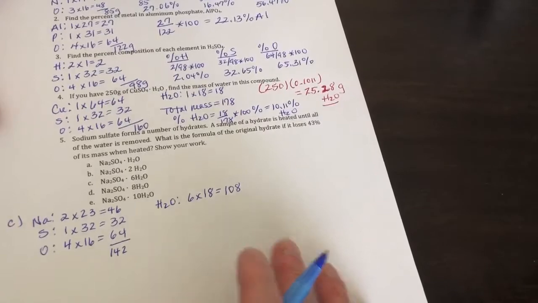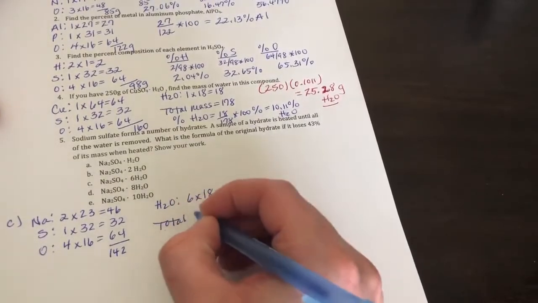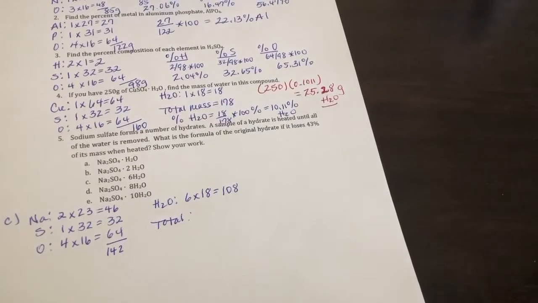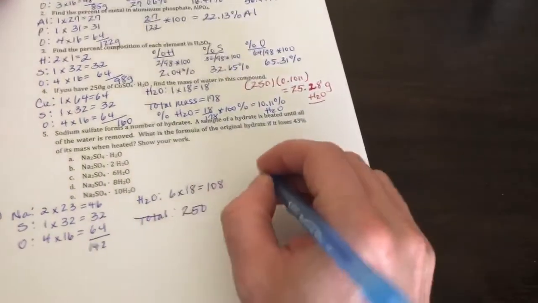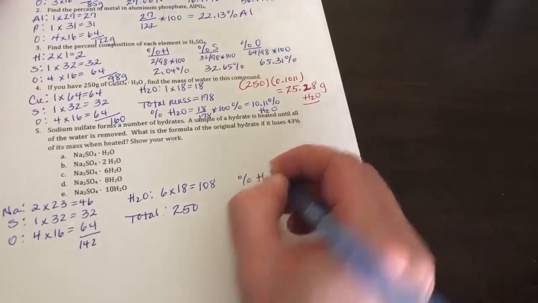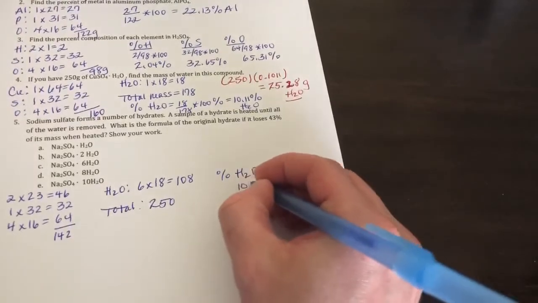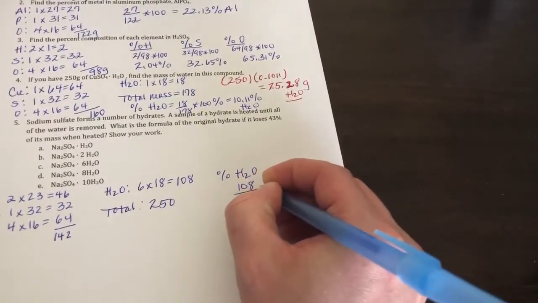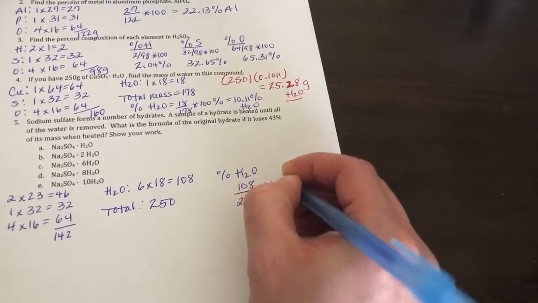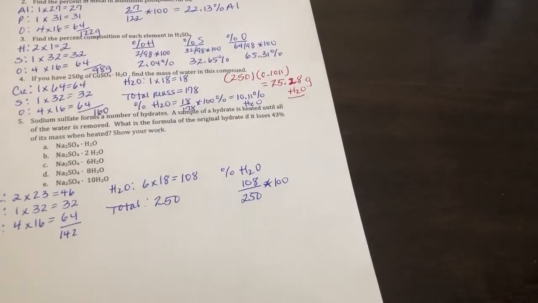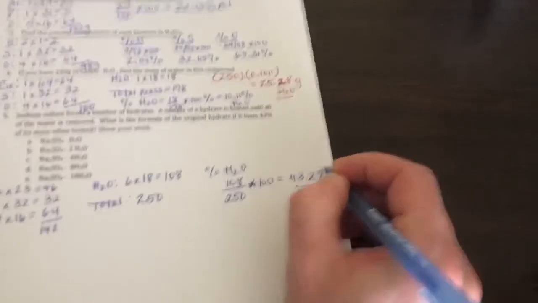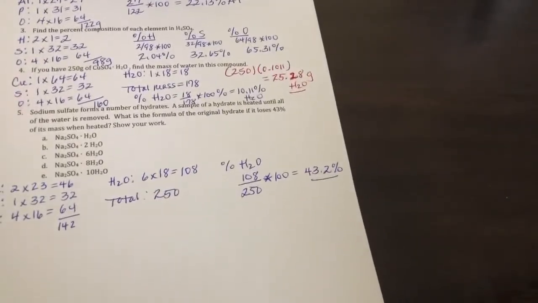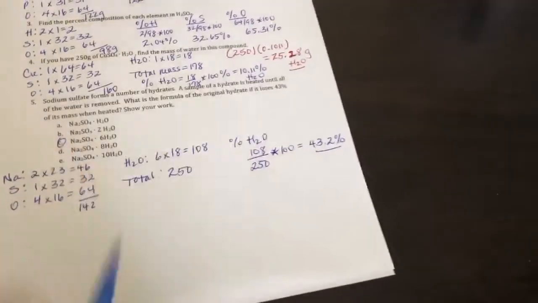Okay, so percent water. So we're going to add the total. So we get 142 plus 108 is 250. So percent water in this case would be 108 over 250 times 100. And that's pretty darn close, 43.2%. Okay, so I would say that this is going to be the correct answer.